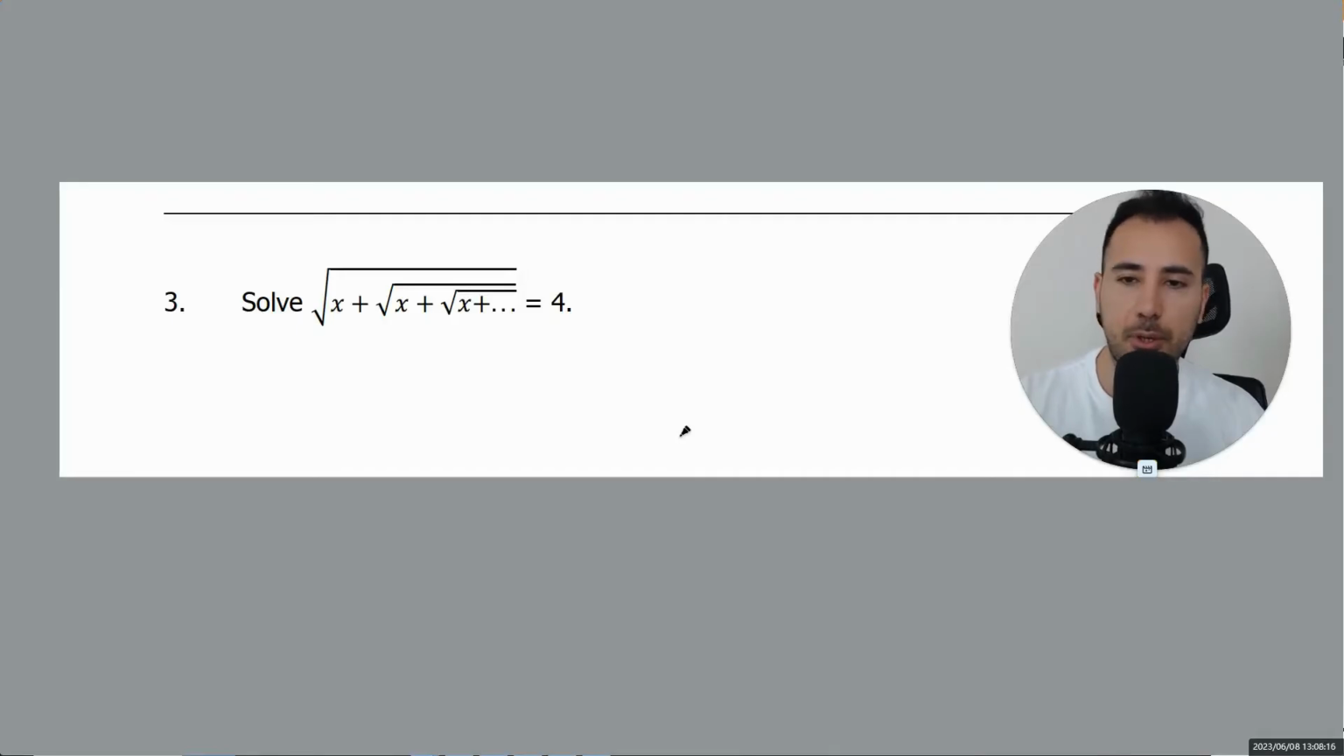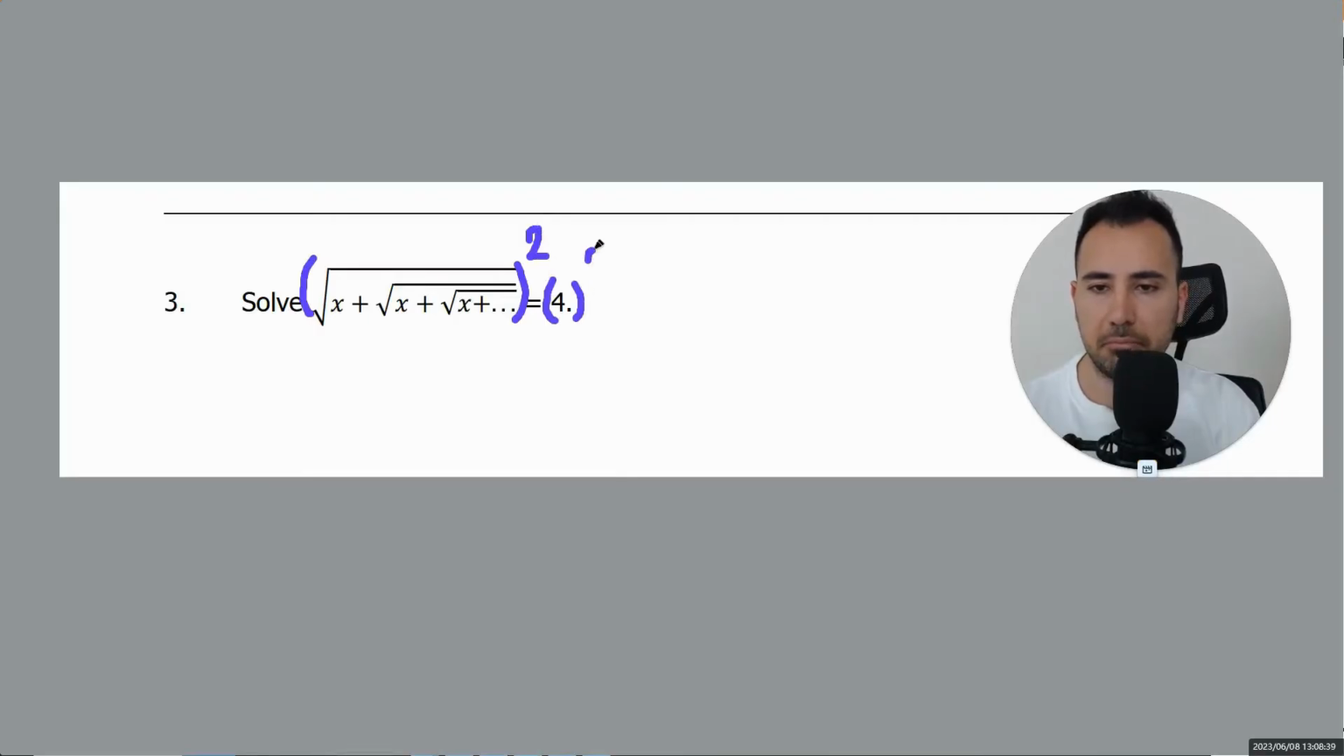Okay, let's do question 3. We're going to solve this equation. As you see, this is repeating infinite times, right? So it's weird, right? So how can we deal with this? I think it makes sense to square both sides, but will it help? Let's see.